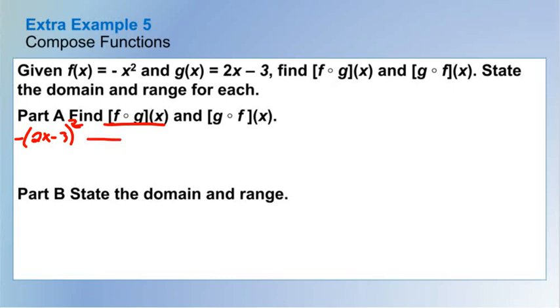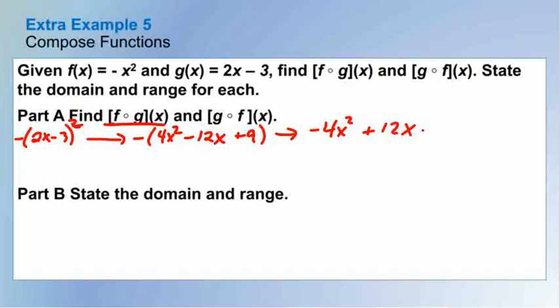So that's going to give us, with a negative on the outside, 4x squared, then negative 6x plus a negative 6x is a negative 12x, and then negative 3 squared is a positive 9. And then I distribute the negative, which will give us negative 4x squared plus 12x minus 9.